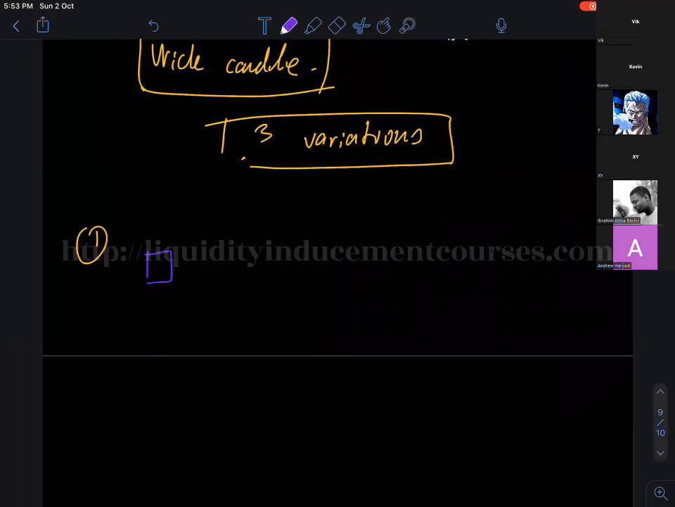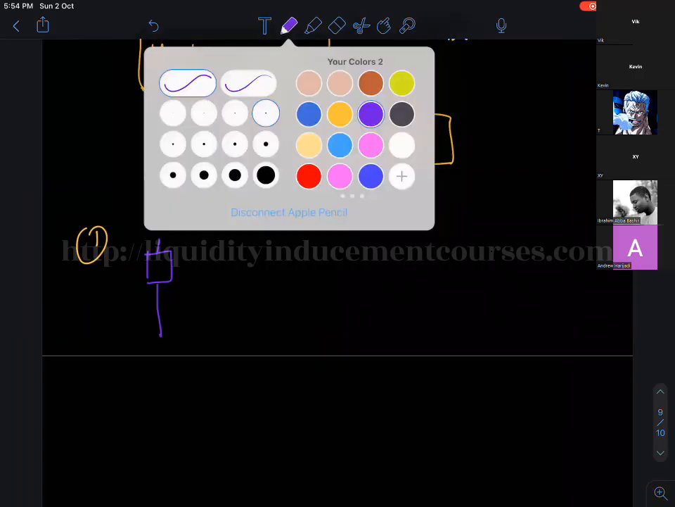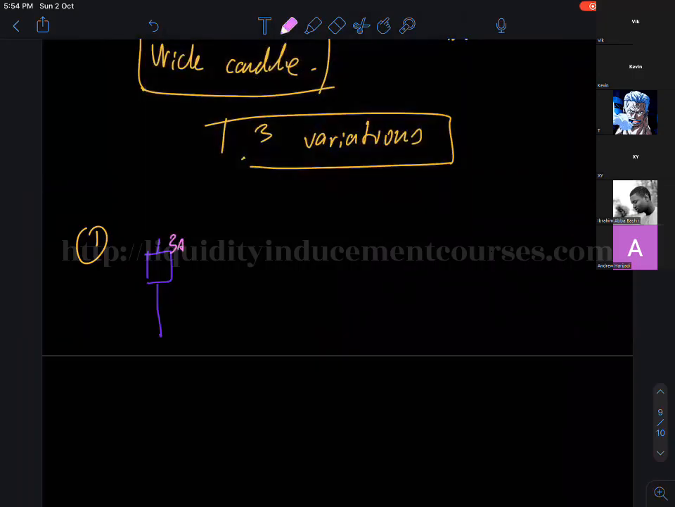The first one is this one, short, long. This one, okay, so this is A, and this is B. B must be more than 3 times longer than A. Okay? More than 3 times longer than A. This is your first wick candle.